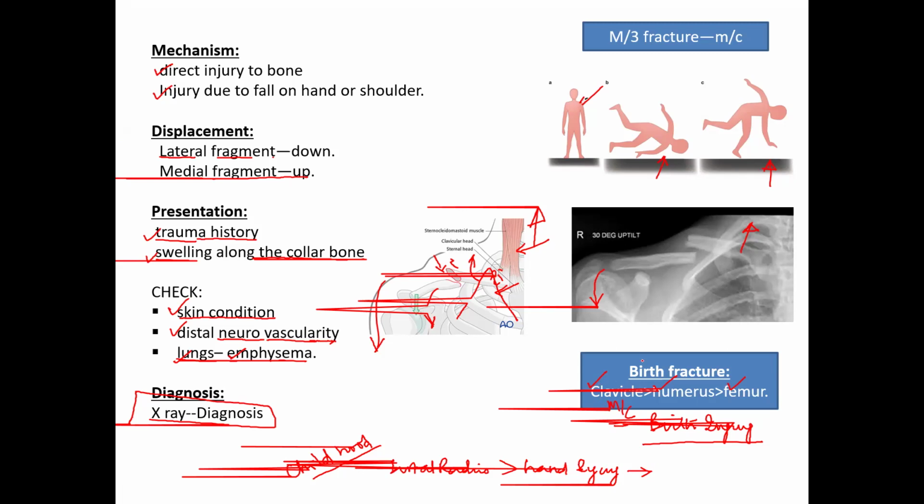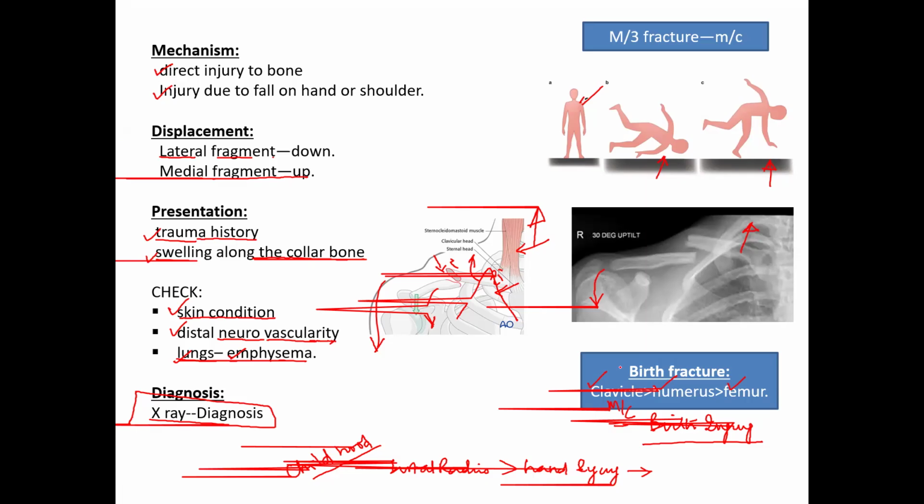In adults also, clavicle is a common fracture. So just go through the pediatric fracture PowerPoint. In that, I have clearly described the common fractures in birth, after-birth injury, common fractures in childhood, and common fractures in adults. We'll move on to the next slide.